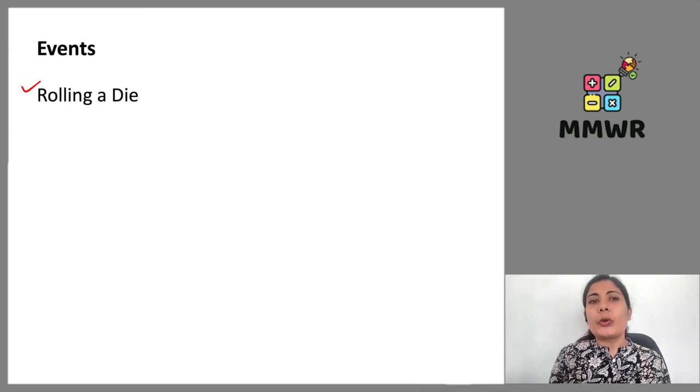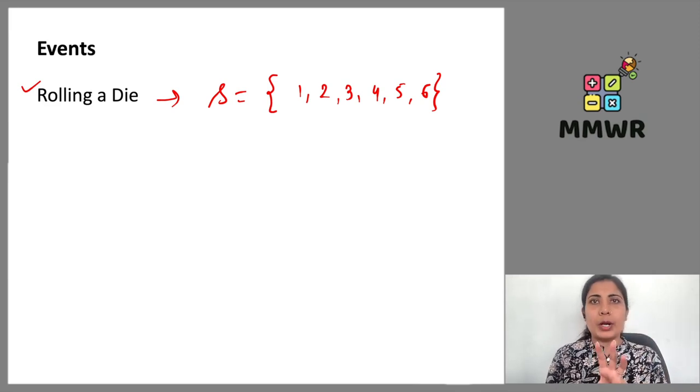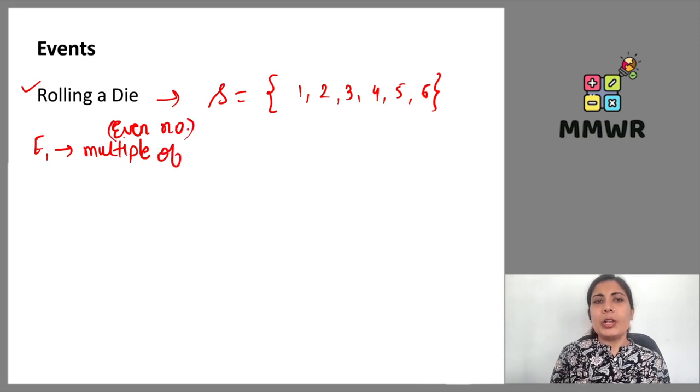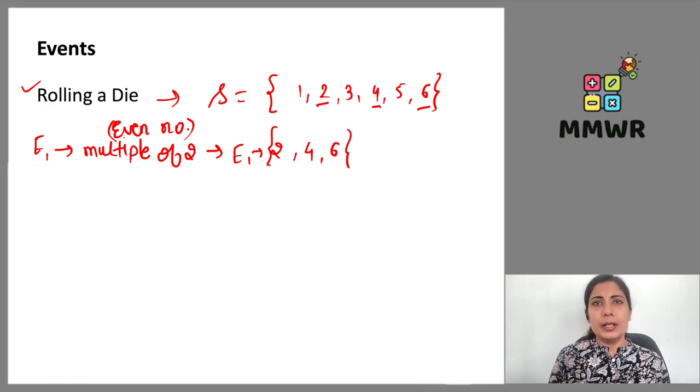So rolling a die, we know, gives us the sample space 1, 2, 3, 4, 5, 6. Out of these 6 numbers, any number can come at the top after rolling a die. Now events: if we are looking for the favorable one, say we want a multiple of 2, or we can say an even number, or multiple of 2, right? So what multiples of 2 do we have here? We have 2, 4, 6. So 2, 4, 6 will be called the favorable outcomes for event 1.